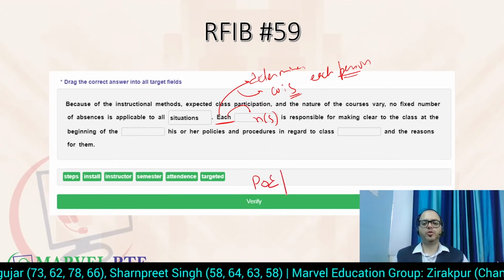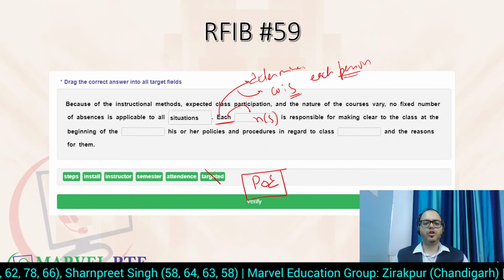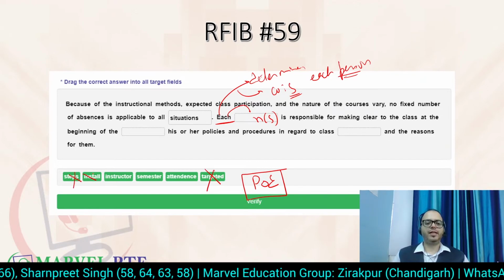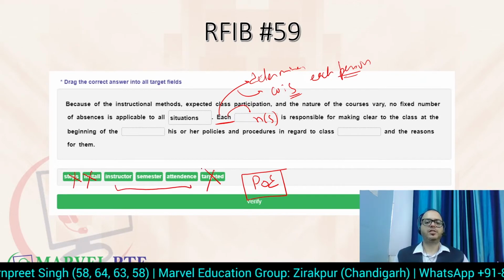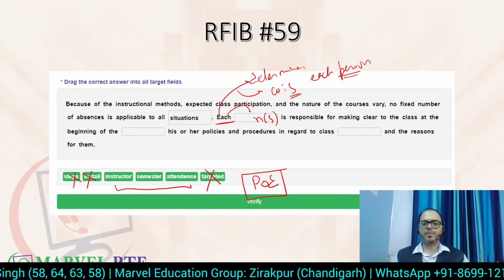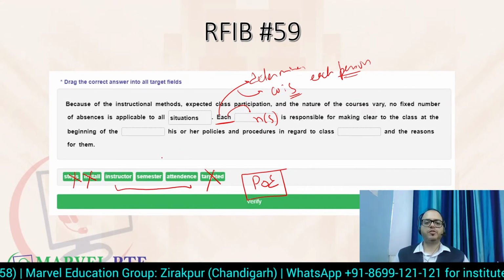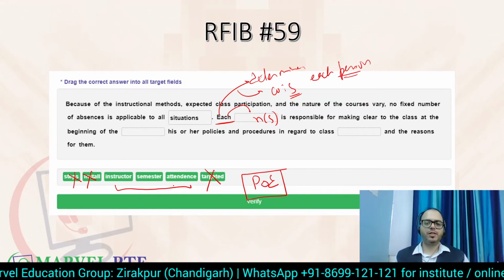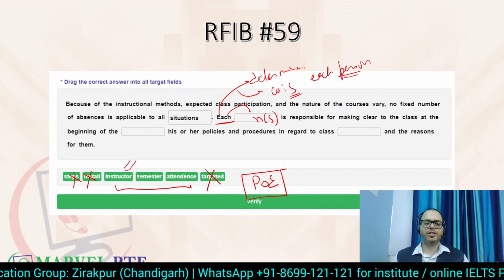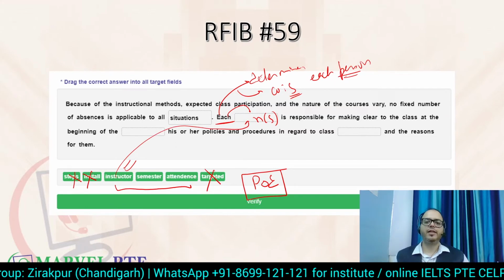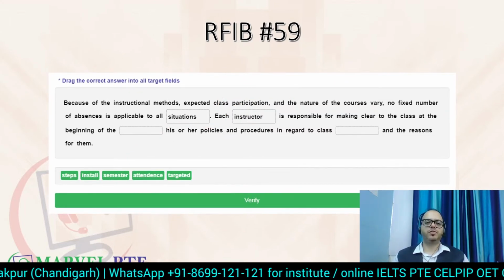We are going to do the process of elimination again. We are going to eliminate everything else. So now we have these three options with us. Now you have to see what the answer will be. Each instructor is responsible, each semester is responsible, or each attendance is responsible. Contextually, which answer will fit? Instructor. Okay, each instructor is responsible.